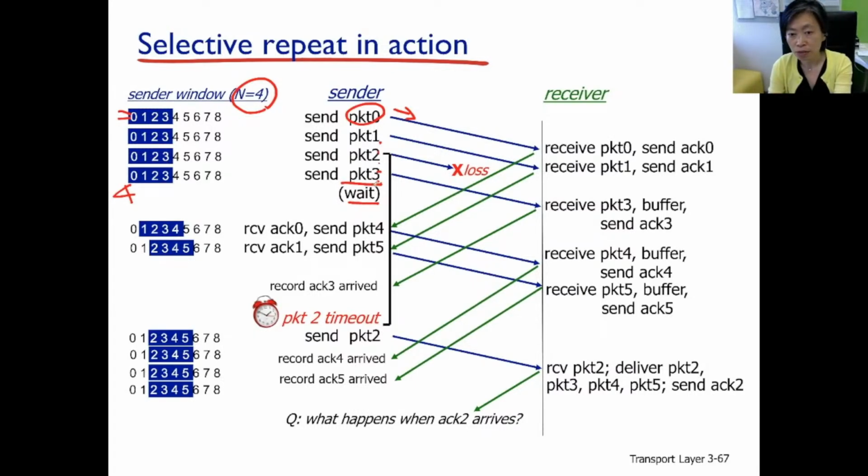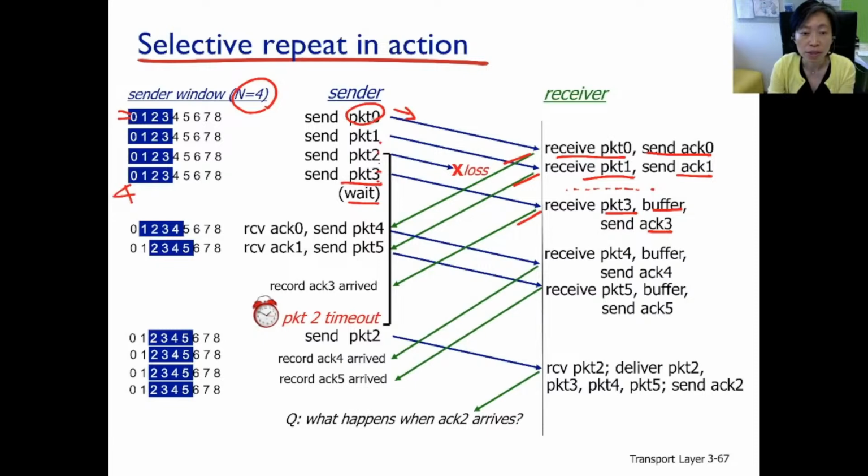Now, over at the receiver side, the scenario is similar, receiving packet 0, but the receiver's action is different. For packet 0, we send individual ACK 0. Receiving packet 1, we send individual ACK 1. Well, not getting packet 2, but we'll be getting packet 3, out of order, so we buffer and send individual ACK 3. So ACK 0, ACK 1, and ACK 3 will go back to the sender.